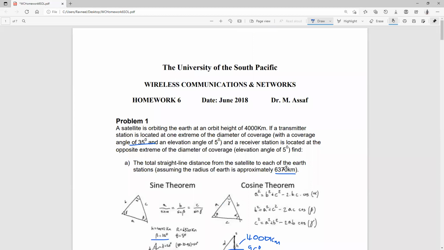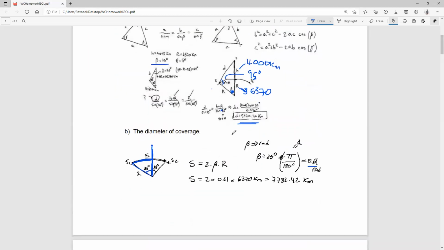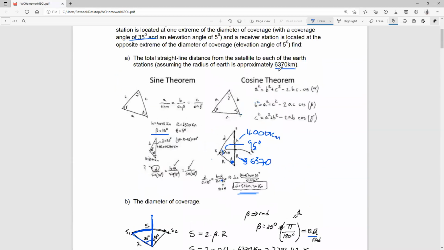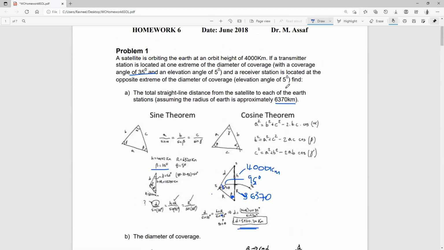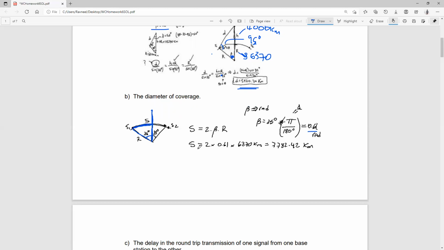That is 6,370 kilometers. So directly substituting the beta value in radians and the radius of the Earth, we can find our S. So S is equal to 2 times 0.61, that is the beta value in radians, times 6,370 kilometers. So the diameter of coverage is equivalent to 7,782.42 kilometers.